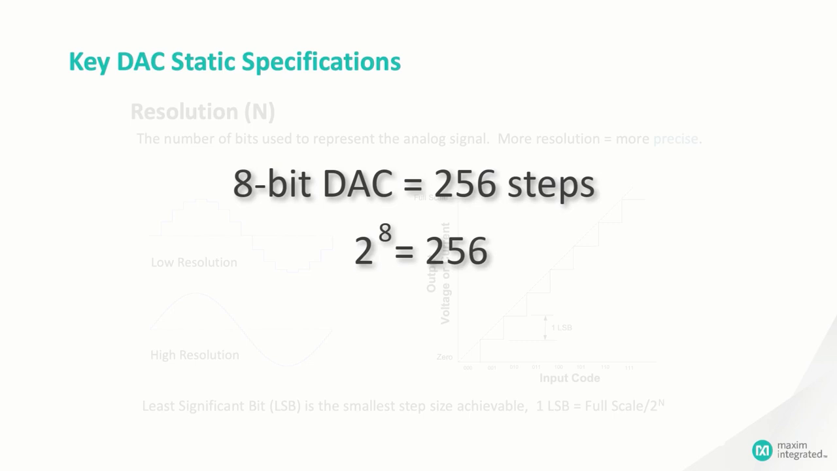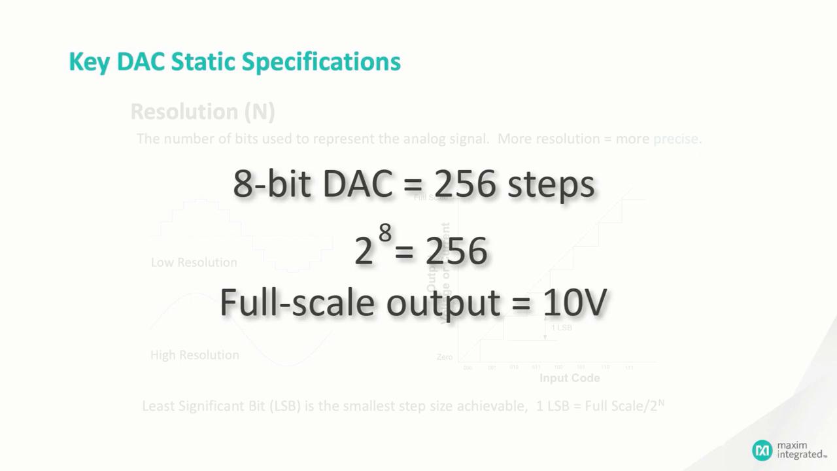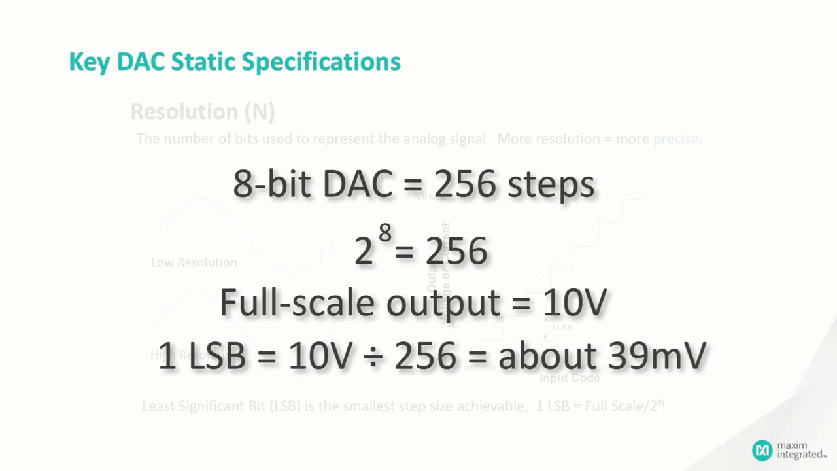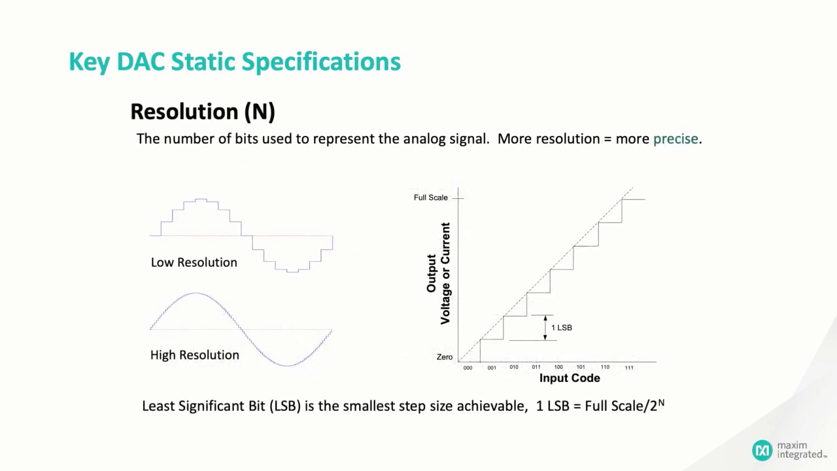Now, if we have a voltage DAC with a full-scale output of 10 volts, then the smallest level change the DAC will be able to resolve will be about 39 millivolts. That is 10 volts divided by 256. And that should be true for every change of exactly one code. The difference between the output voltage, let's say, for the code 100 to the output voltage for the code 101 should be right about 39 millivolts. But here's the thing. Depending on the architecture of the DAC, making sure the difference between adjacent codes is exactly the same can be surprisingly difficult. And that's where some of the other static characteristics come in.